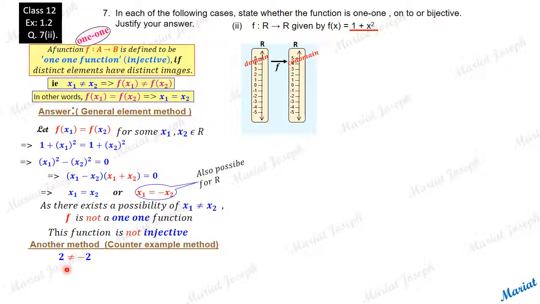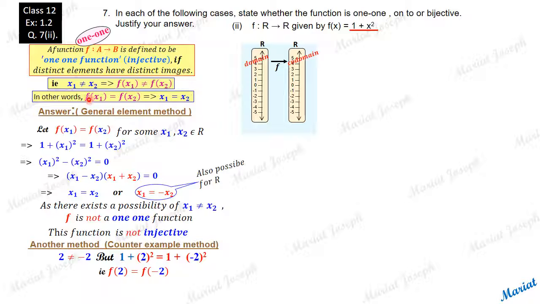Now, what is the image of 2? And what is the image of minus 2? Let's calculate. Image of 2 is 1 plus 2 square, that is 5. Image of minus 2 is 1 plus minus 2 square. Minus 2 square also is 4, so 4 plus 1 is 5. Image of 2 and minus 2, both are equal. f of 2 and f of minus 2 are equal.